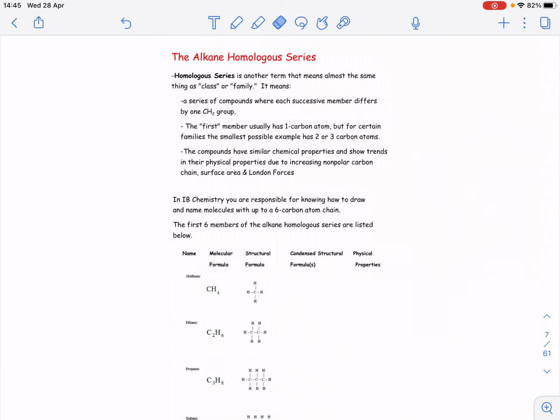In order to name organic compounds according to the IUPAC system, let's start with the alkanes, and let's introduce one term here because this is how we'll often think about different classes or families of organic compounds. So a homologous series is a term that gets used when we refer to classes of compounds.